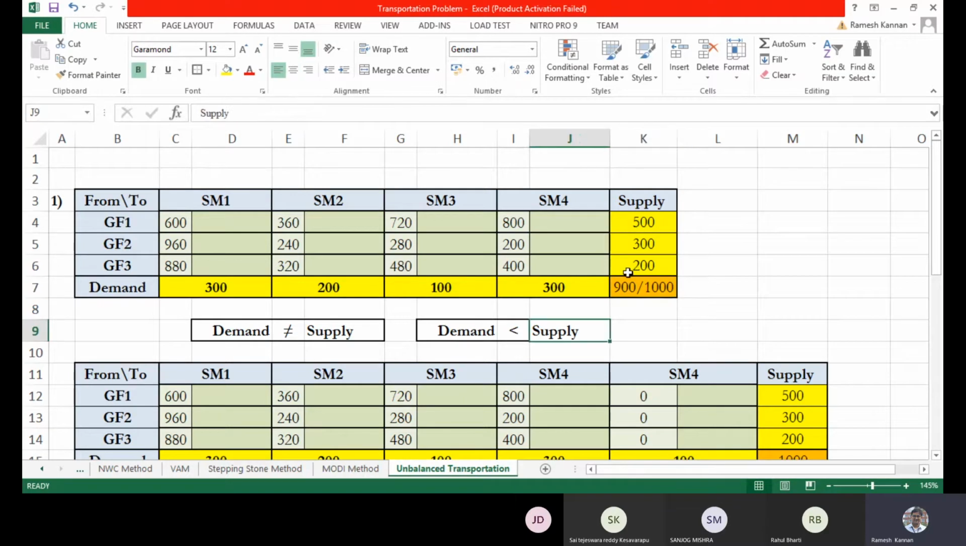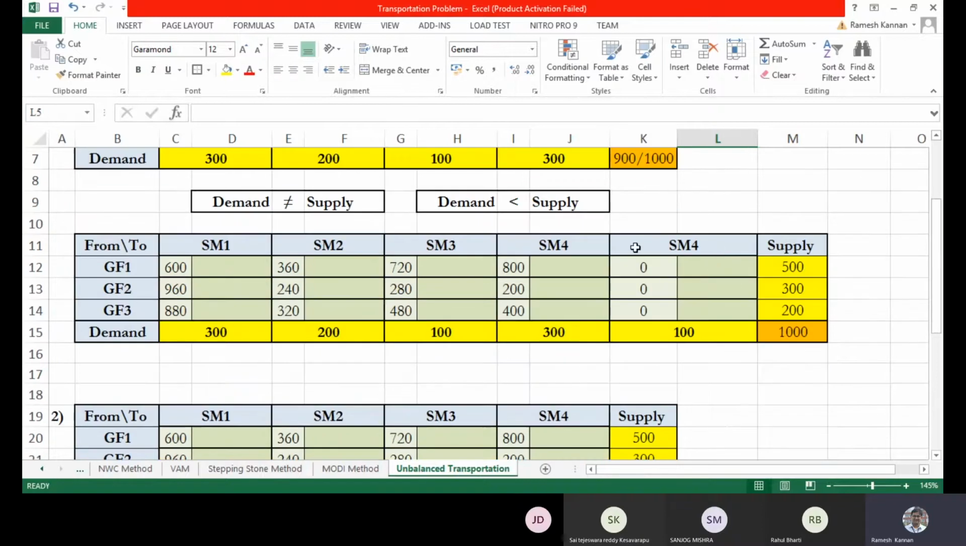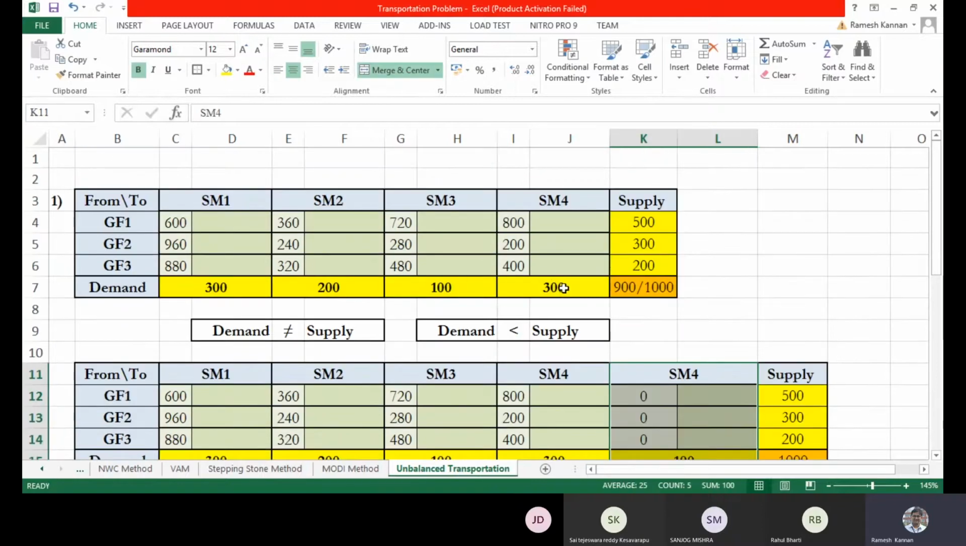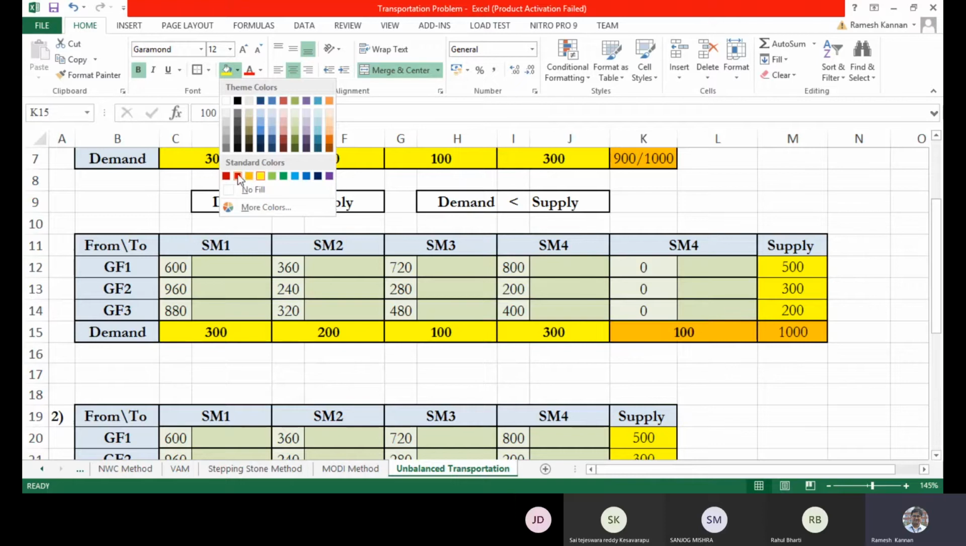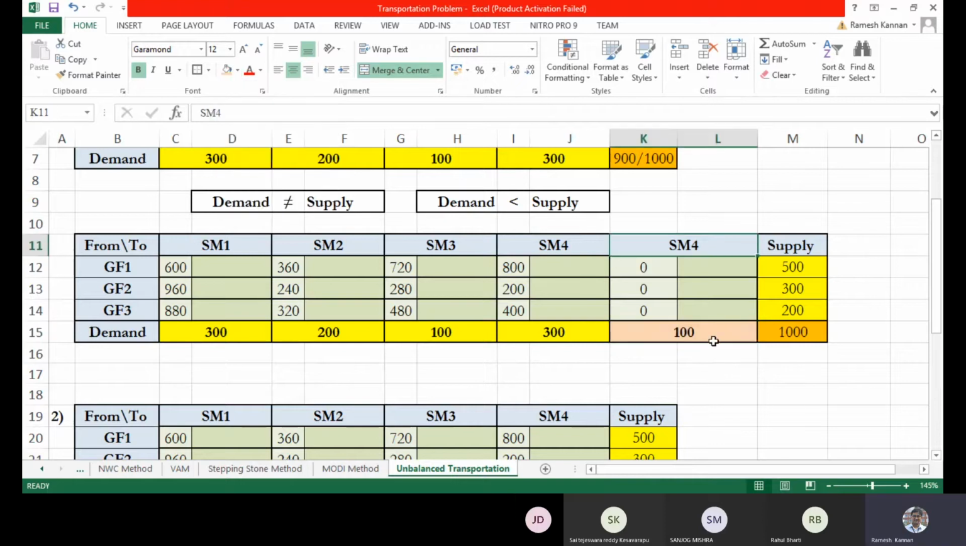So to compensate for that, we will be creating a dummy column. Since the demand is lesser, we'll create a column, and the difference amount will be put in this particular column, and we'll allocate the dummy transportation cost. So we'll give 0, 0, and 0. Okay. So this will be our dummy column with the differential. I can change the color to differentiate. Yeah, so this is a dummy column that we will be adding.